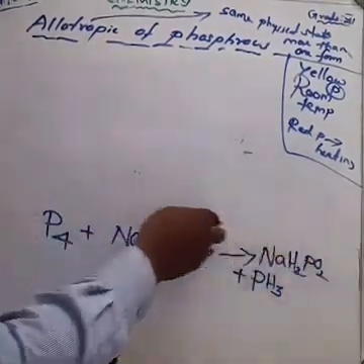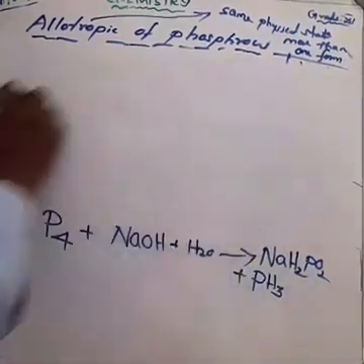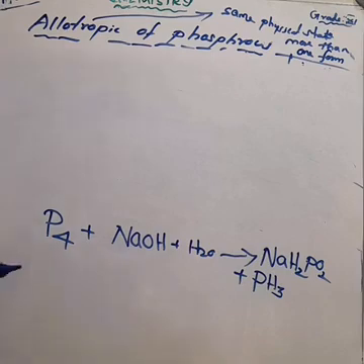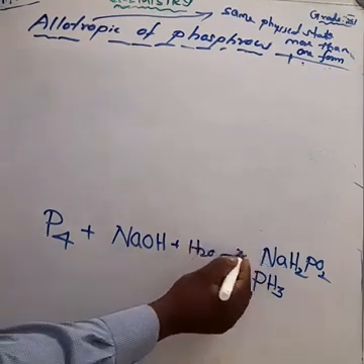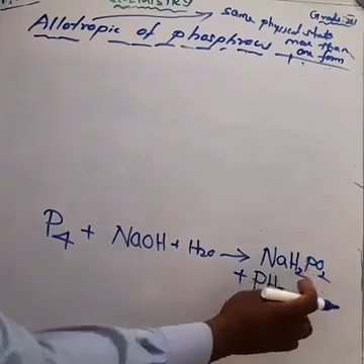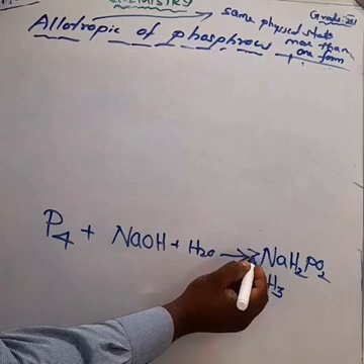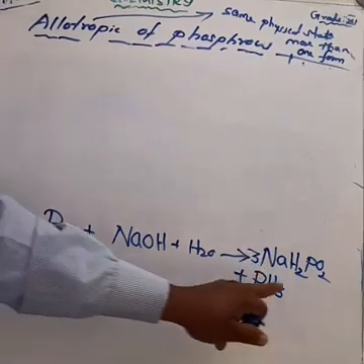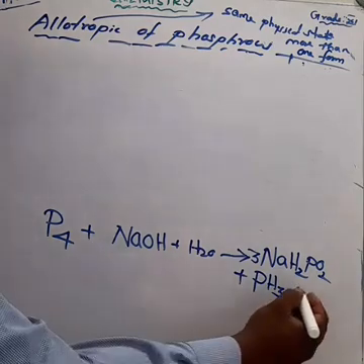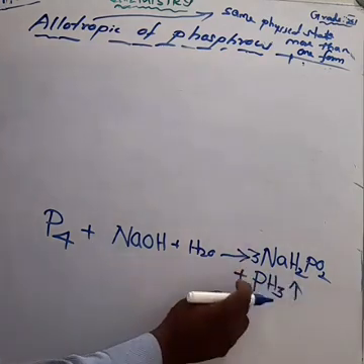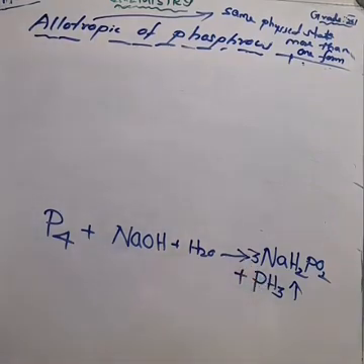Here, how can you balance the equation? How much phosphorus is there on the reactant side? P4, am I right? So, on the product side, there are only two phosphorus. If you make it 3 here, 3 NaH2PO2, and this side has 1, so 3 plus 1, 4 phosphorus. So now phosphorus is balanced.